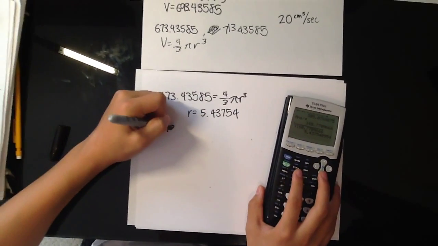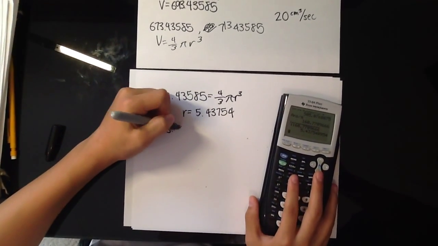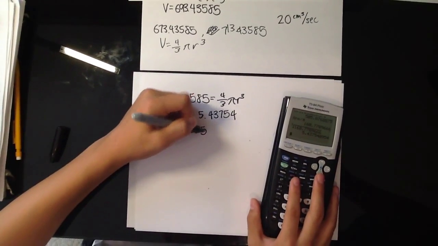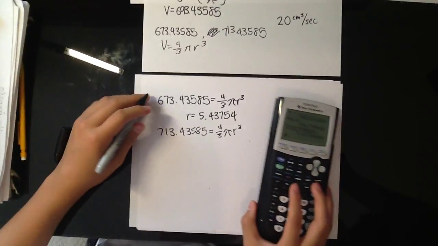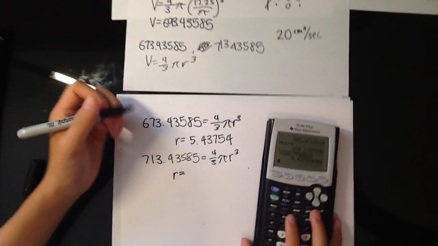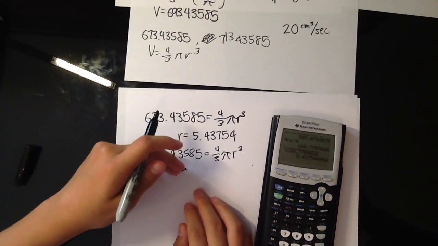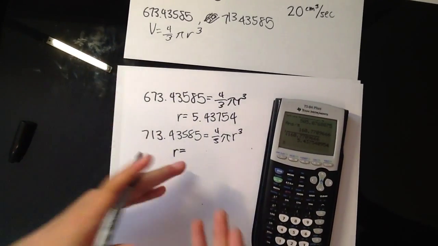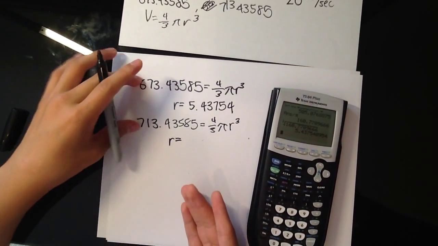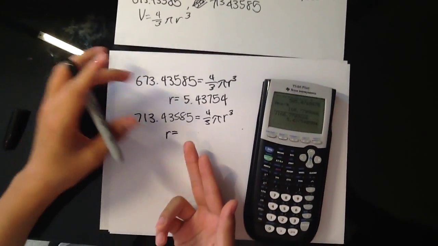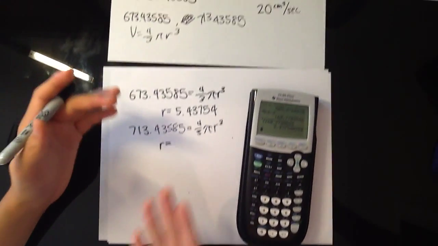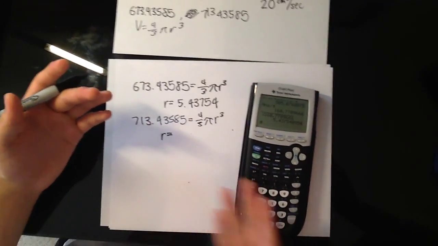So if I do that same thing for 713.43585 equals 4/3 pi r cubed, you get the radius. And keep in mind that we changed to radius because we're trying to find the rate at which the radius changes, and the volume has no use to us. The only reason we use the volume is because we know the rate the volume is changing every second, but we don't know the rate at which the radius is changing every second.